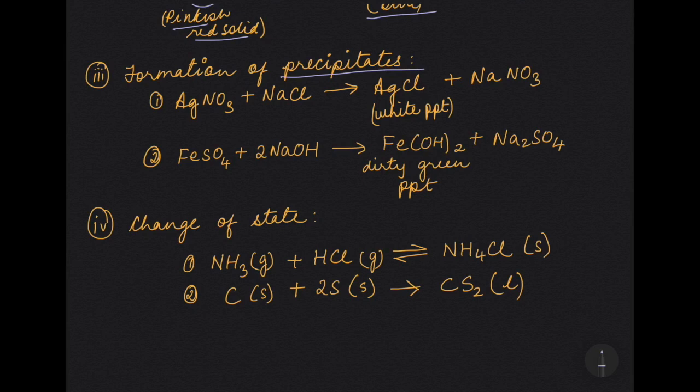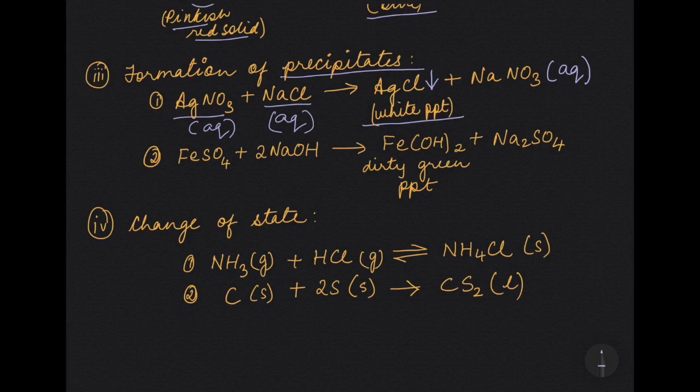Okay, so when a solution of silver nitrate is added to a solution of sodium chloride, so both are aqueous. Aqueous means in liquid form, solution form. You will see the formation of a white precipitate of silver chloride. Precipitate is written by a down arrow. And sodium nitrate, again, which is aqueous, means it is still in solution form. Okay.